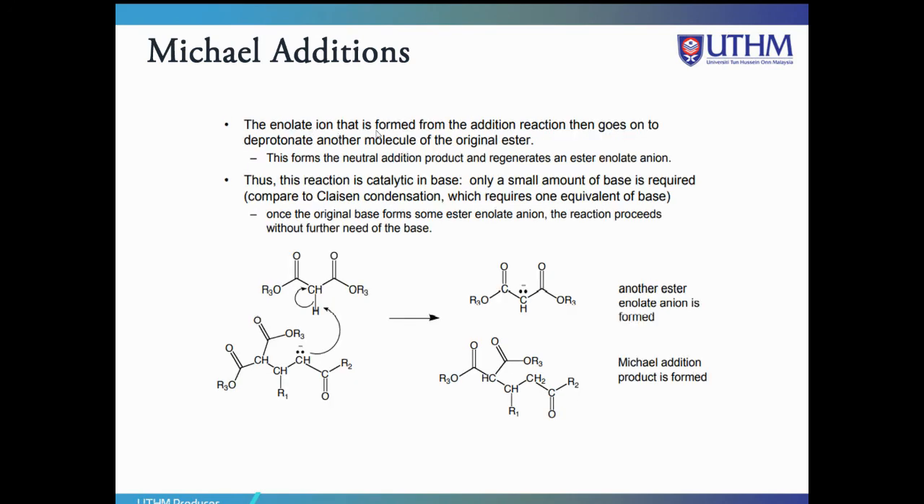The enolate ion that is formed in the addition reaction then goes on to deprotonate another molecule of the original ester. This forms the neutral addition product and regenerates an ester enolate anion. Thus, this reaction is catalytic in base. Only a small amount of base is required, compared to Claisen condensation which requires one equivalent of base. Once the original base forms the ester enolate ion, the reaction proceeds without further need of the base.